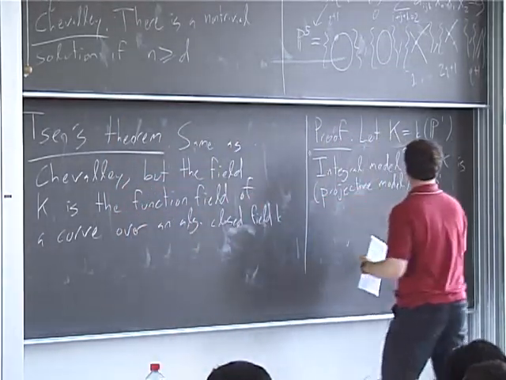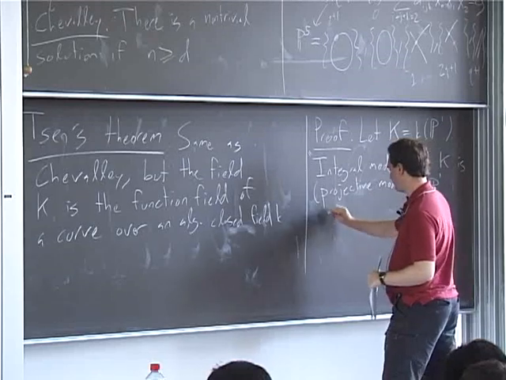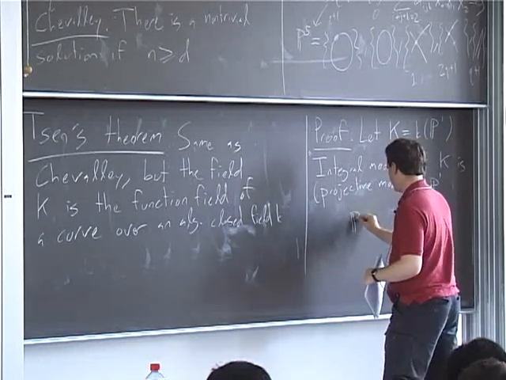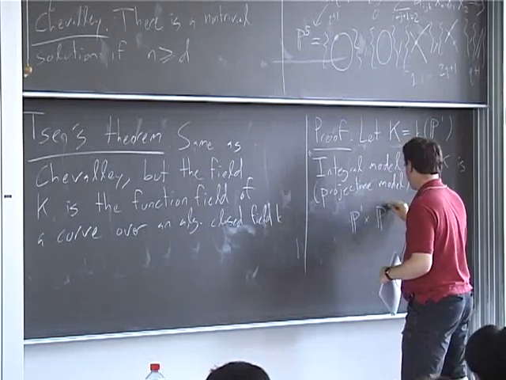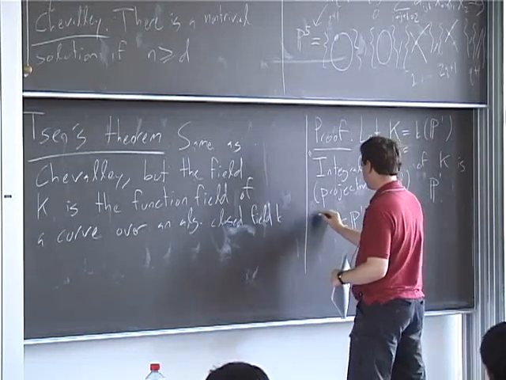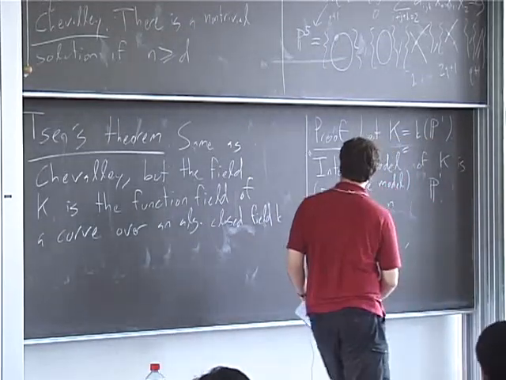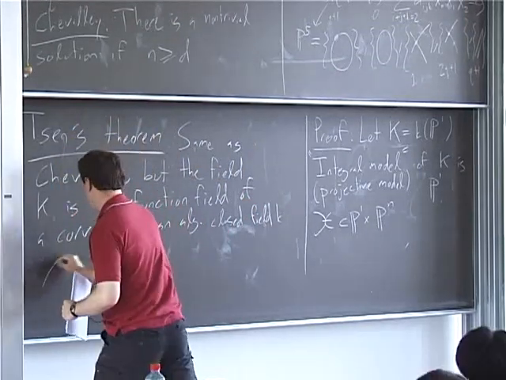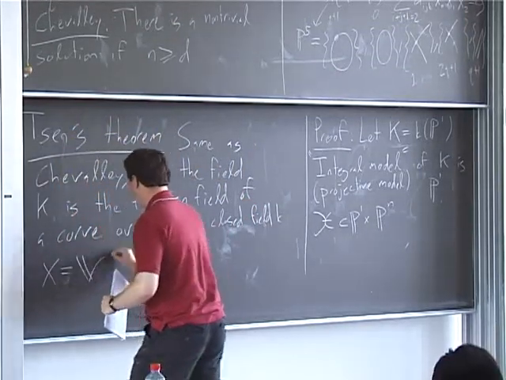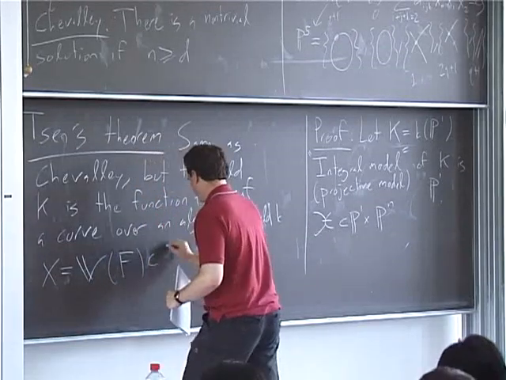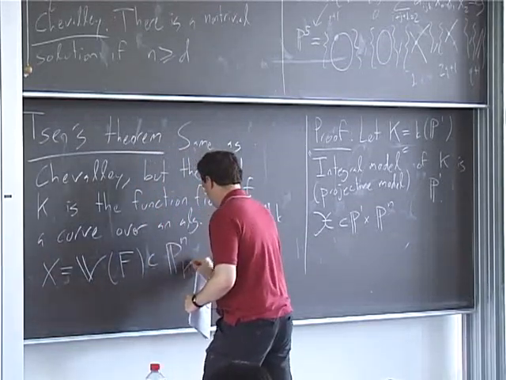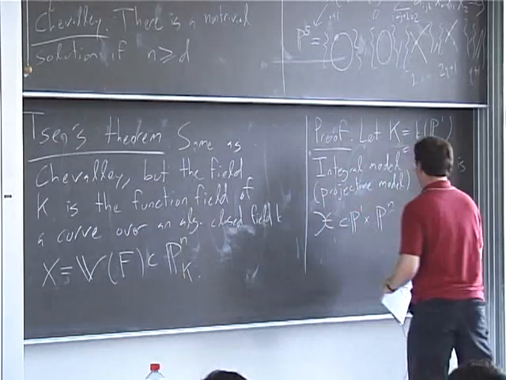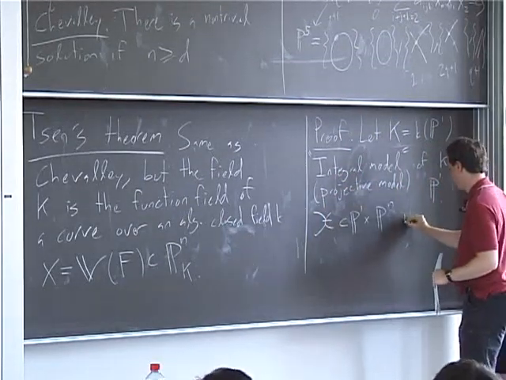We can look at the zero set of that inside of P1 cross Pn, and then we can take the closure. So this will give us an integral model of, if we take x to be the zero set, the vanishing locus of this polynomial inside of Pn k, then this is an integral model of that generic fiber.